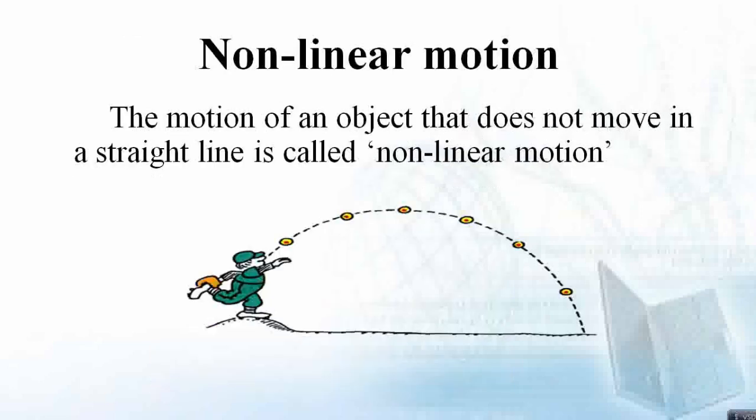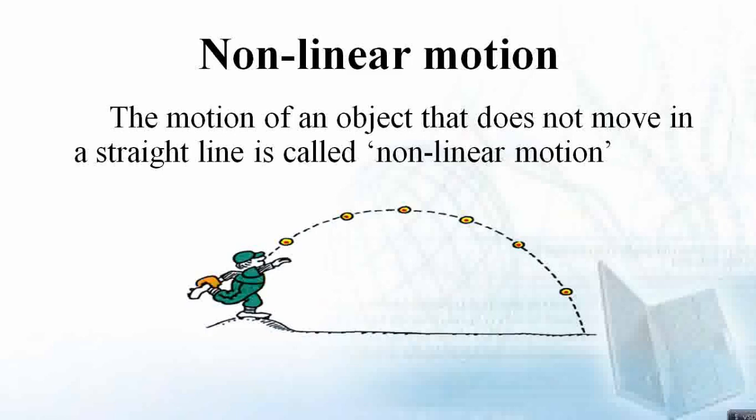Now, we will see some examples of non-linear motion, as well as study its types. Non-linear motion is the motion of an object that does not move in a straight line. This is the very simple definition of it: it does not have a straight path. Anything that does not follow a straight path is non-linear motion. In the given example, the boy is throwing a ball which is not on a straight path. So, it is said to be non-linear motion.